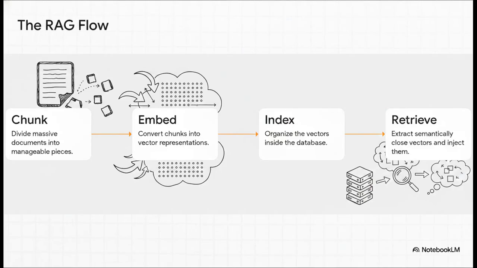Let's actually walk through how this RAG workflow operates, step by step, because it's highly foundational. First up, we take giant documents, like huge old reports, and we chunk them into small, manageable pieces. Second, we run those chunks through a model to embed them, meaning we convert them into mathematical representations, or vectors. Third, we index them into our database to keep everything perfectly organized. And fourth, the magic step: when the agent needs context, it retrieves the vectors that are semantically closest to whatever the user is asking and injects just that specific info right into its working memory.